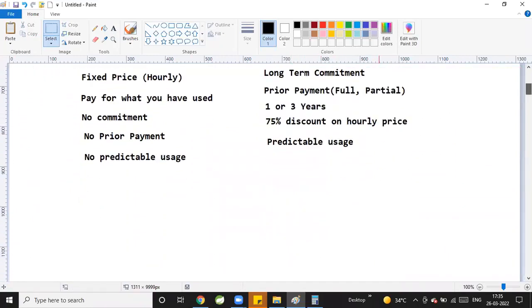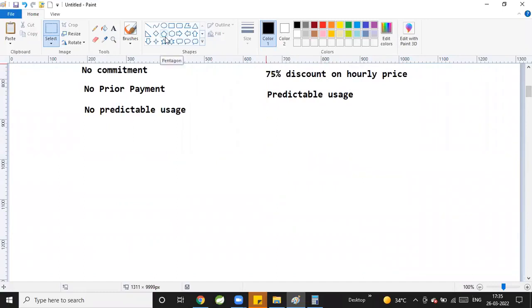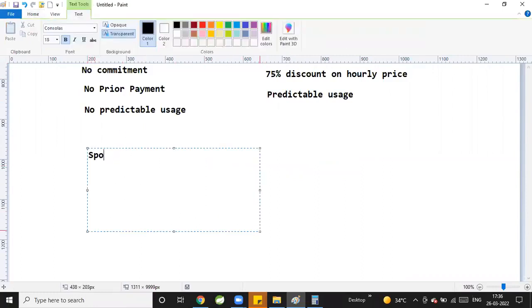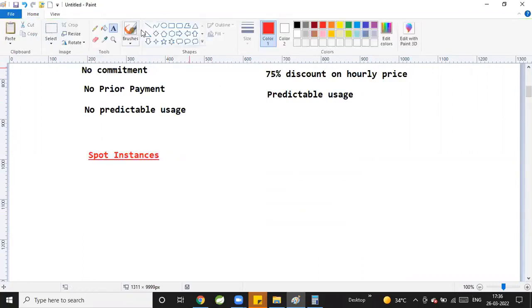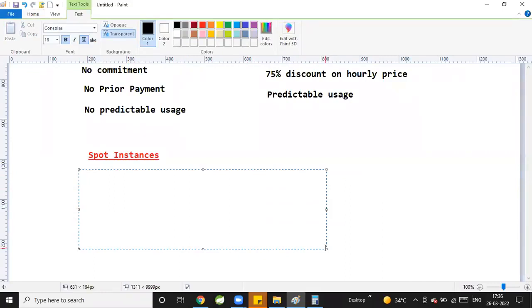What are the remaining two types available? Spot instances are available and dedicated host is available. Spot instances are nothing but auction instances. AWS will conduct the bidding also. The people who want to take those instances need to participate in the bidding. On the bidding basis, they are going to provide the instances. That is nothing but auctioning.